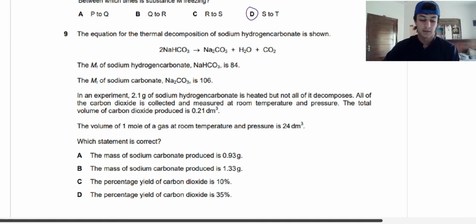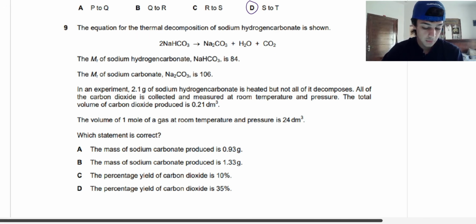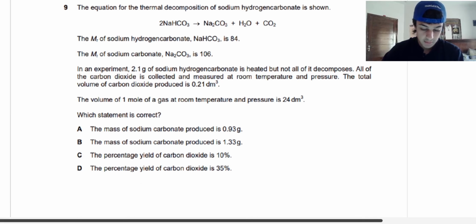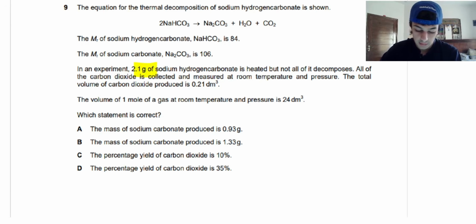The equation for thermal decomposition of sodium hydrogen carbonate is shown, and here we have MRs. In an experiment, we have 2.1 grams of sodium hydrogen carbonate, but not all of it decomposes. All of the carbon dioxide is collected and measured at room temperature and pressure. The total volume of carbon dioxide collected is 0.21. What statement is correct? The mass of sodium carbonate produces 0.93.